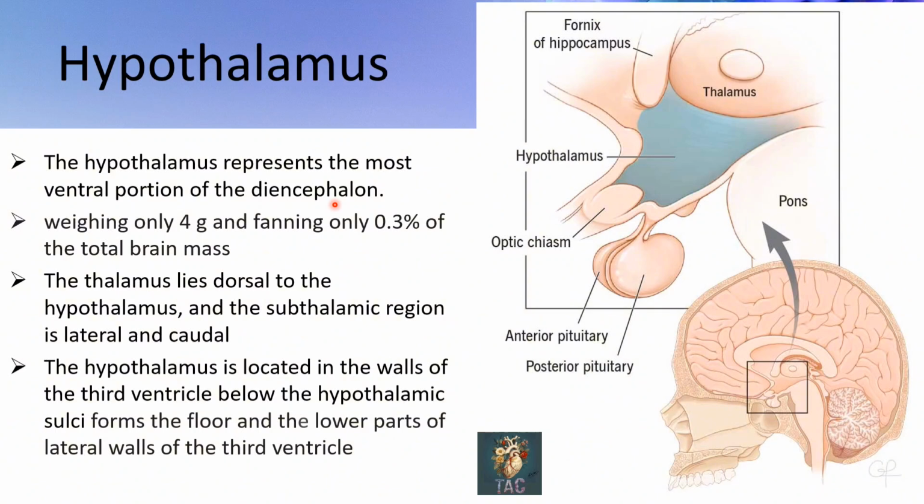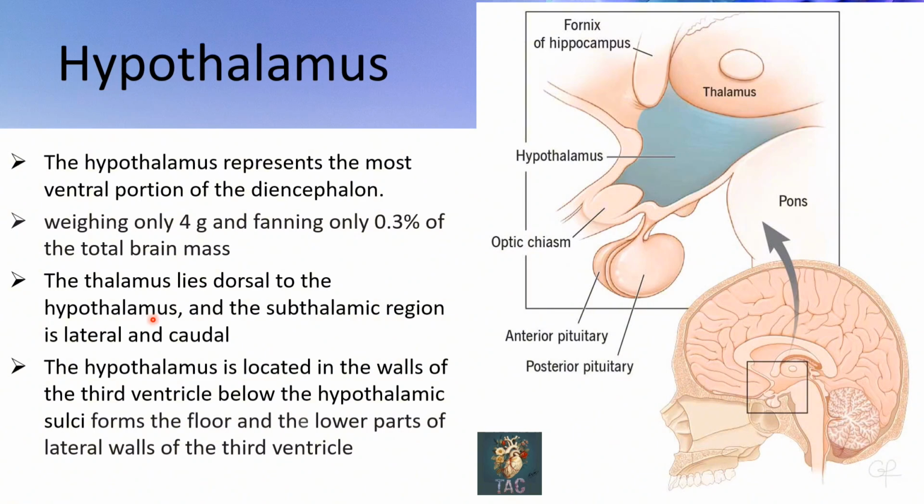So as I have previously described to you in the previous lecture, different parts of the diencephalon. Here in this diagram you can see this is the area of the thalamus, and below and anterior to the thalamus is the hypothalamus. It weighs nearly 4 gram and it is only 0.3% of the total brain mass, but functionally it is very important.